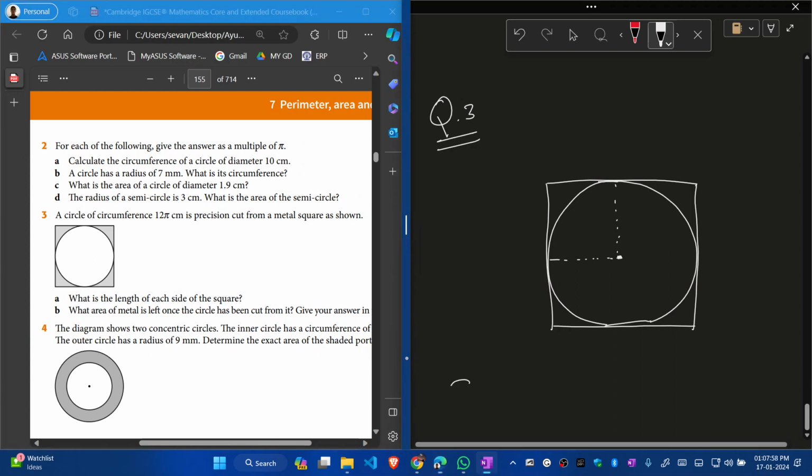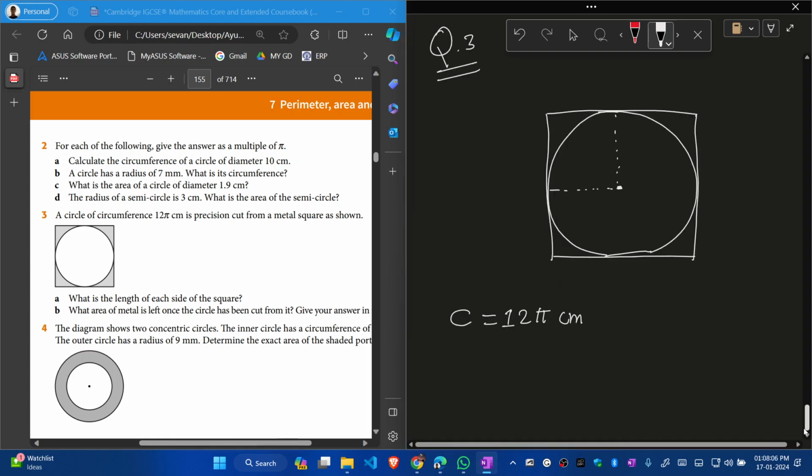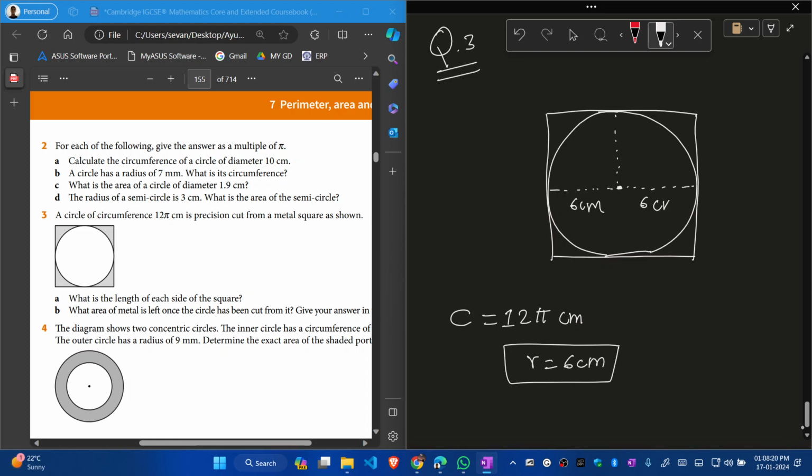And what is given? Circumference is given, so it is 12.5 centimeters. So the radius will be 6 centimeters. If this is 6 centimeters, will this also be 6 centimeters? And this will also be 6 centimeters. So what would be the length of this one? It will be 12 centimeters. And this will also be 12.